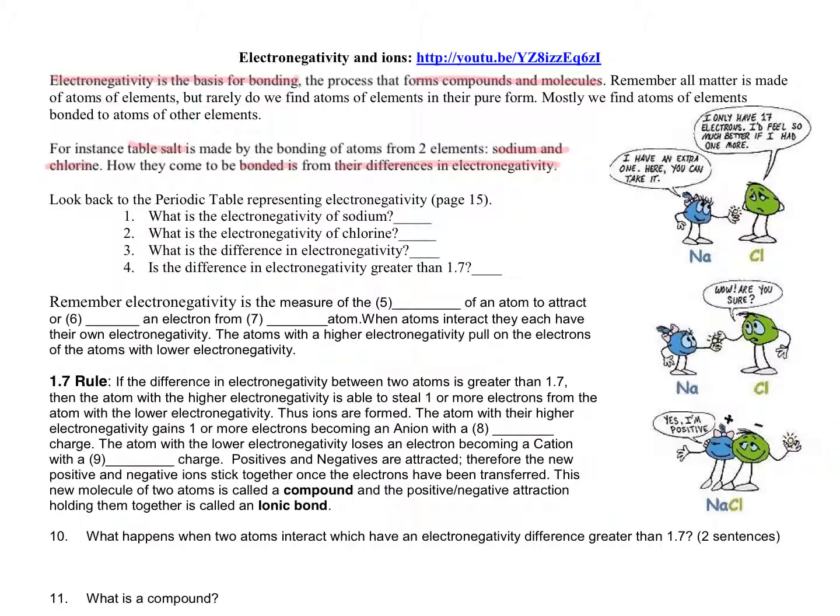So in order to compare their electronegativities, on page 15, which is also page 65 in your workbook, there's the table of electronegativities which has the electronegativity number for each element. Flip there now. What is the electronegativity of sodium? 0.9. And what is the electronegativity of chlorine? 3. Which makes my difference of electronegativity 2.1. Is the difference greater than 1.7? Yes.